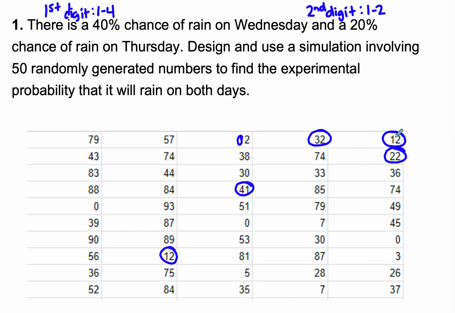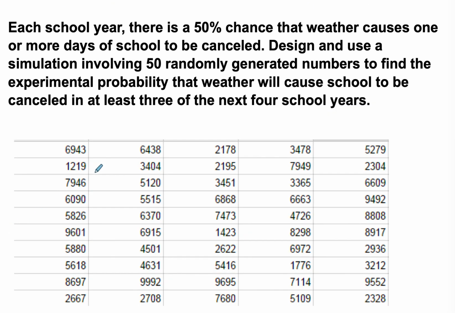Okay, so I have 1, 2, 3, 4, 5 again. 5 out of 50, 1/10, 10%. All right, let's try our next one.